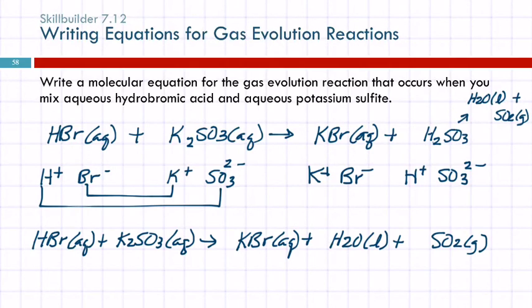Now I've got all the players I need to balance. Hydrogen, there's 1 here, there's 2 there. Okay, we can fix that. Put 2 in front of HBr. Here I've got 2 Brs, and over here I only have 1. So let's put a 2 there. Here I've got 2 potassiums, and oh cool, I got 2 potassiums. Got 1 sulfur and 1 sulfur. I have 3 oxygens. I have 1 oxygen there and 2 oxygens there. Ta-da! 3 oxygens. So there's the molecular equation. Any questions?